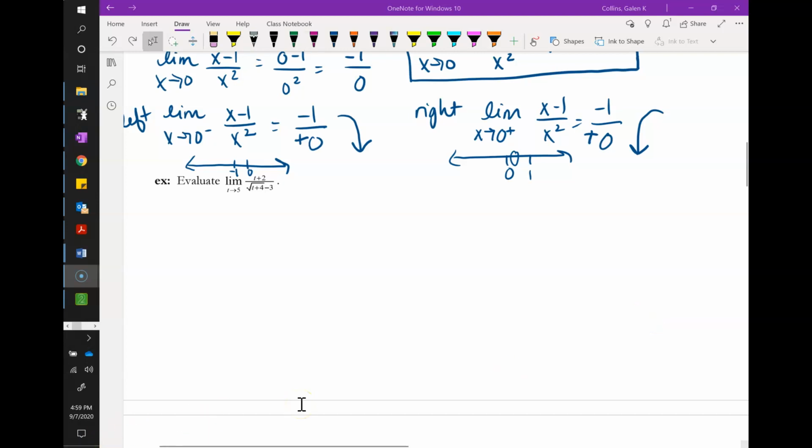All right, we've got one more vertical asymptote example to do before we move on to horizontal. Let's see.